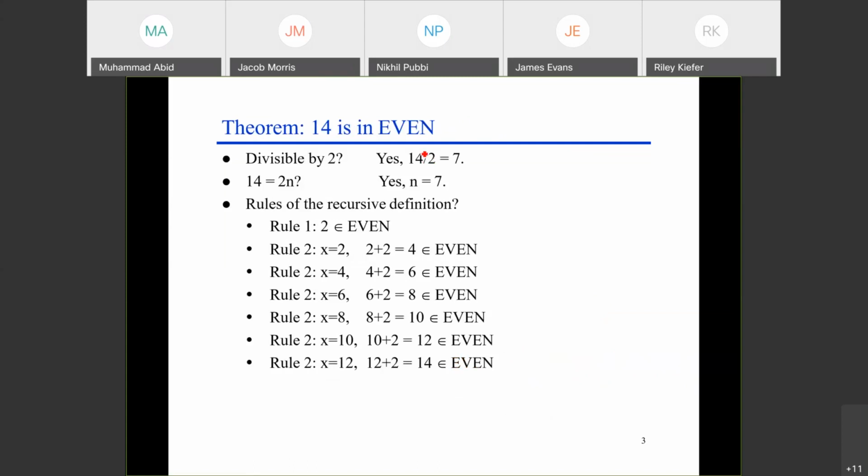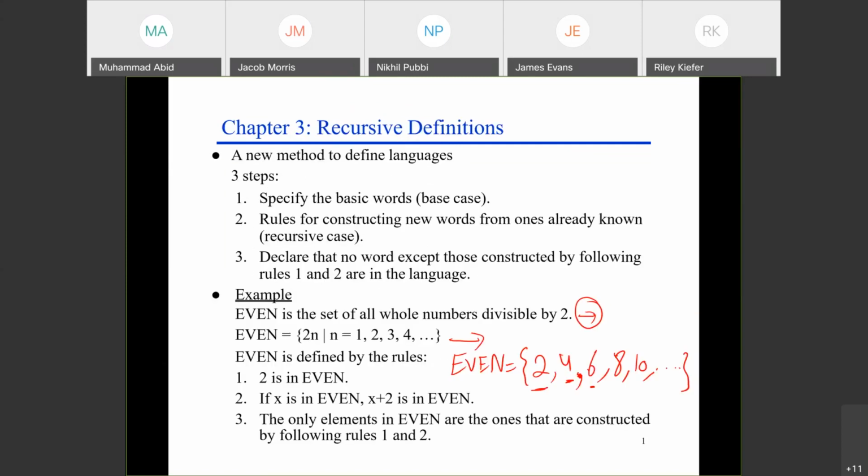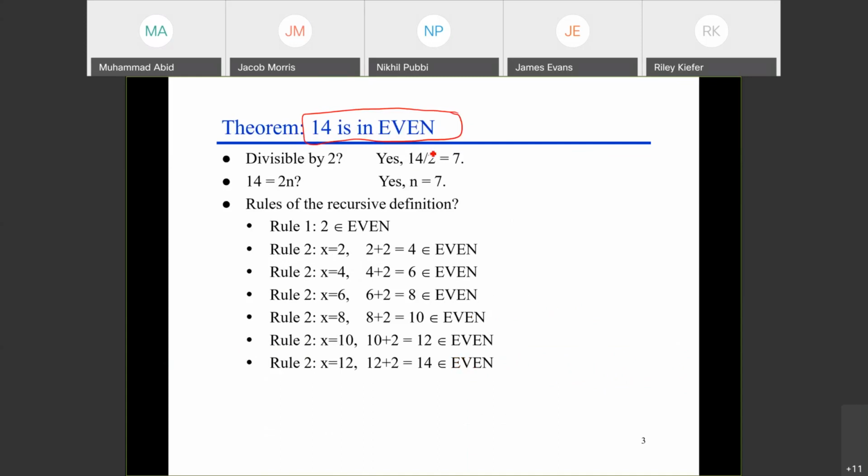So what is the question? Question is this: is 14 in even or not? So I need to prove that this 14 is part of this language. Now if I follow the first method, which is the English description of the method, it says that the whole number should be divisible by 2, then it is an even. So 14, if I divide that by 2, I will get a whole number 7. Okay, this is good. It means 14 is part of the even. So I can prove that by English description of the language.